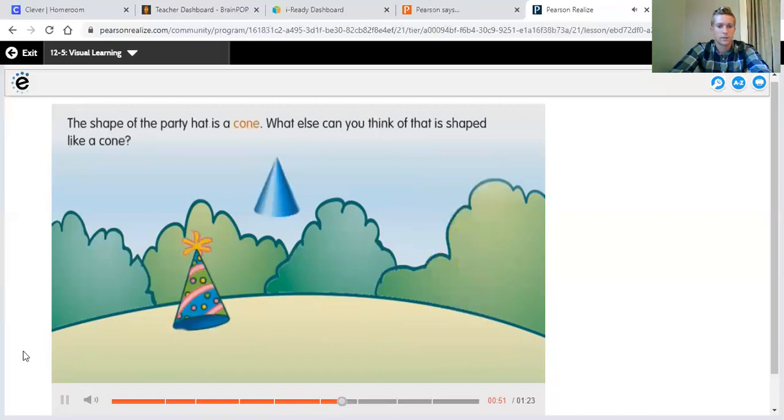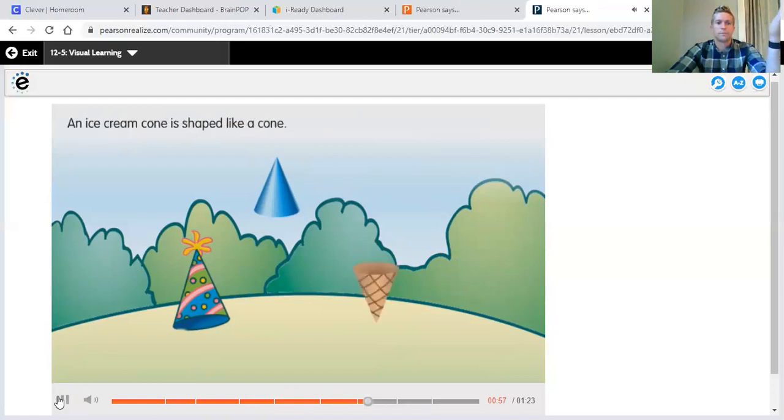What else can you think of that is shaped like a cone? I know people know this one right away. What do you think of when you hear cone? I don't think a party hat. I think of something that I like to eat. It tastes really good on a hot day. Let's see if that's what they think. An ice cream cone is shaped like a cone. An ice cream cone. Raise your hand if that's the one you said. Say, oh yeah, because that's what Mr. Nielsen was thinking. I love ice cream cones.